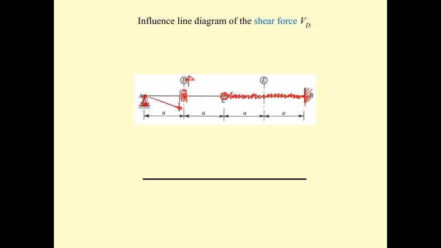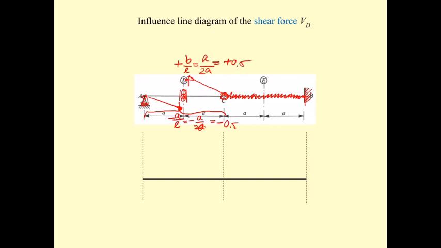Since this one is the pin, it's going to rotate like this. So this one is going to be minus a over L, so it's going to be minus a over 2a, a over 2a. And then we have this, minus 0.5. On the top, it's going to be plus b over L. So it's the same: it's going to be a divided by the whole, which is a plus a, equal to a. So it's going to be plus 0.5. That is going to be the influence line of shear force V sub D.